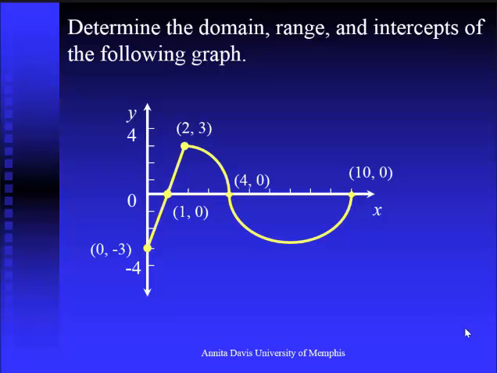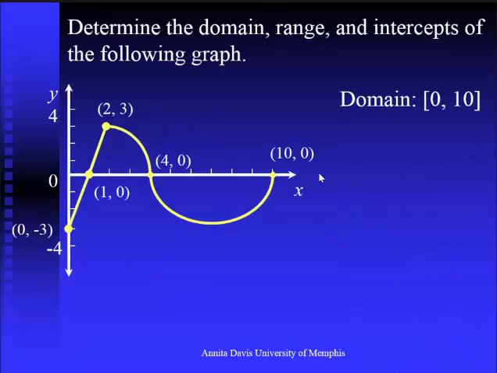Now we're going to look at a graph and determine the domain, the range, and the x and y intercepts. Notice the domain are all the values x can be. And we see that x can go from 0 to 10. So the domain is all x from 0 to 10. The range is all the values that y can be. y goes from -3 up to 3. So the range is the closed interval from -3 to 3.